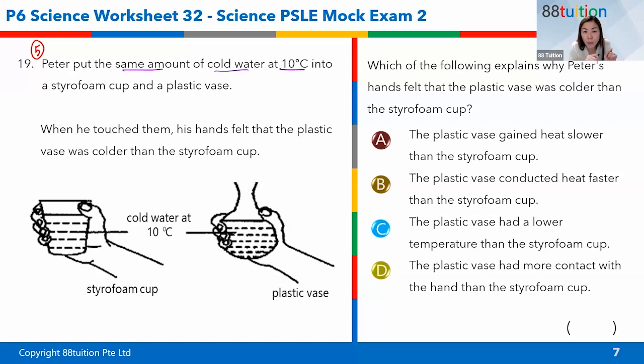What's the difference between conductor and insulator? Prita, when we talk about a conductor of electricity, that means electricity can flow. An electrical insulator means that electricity cannot flow.